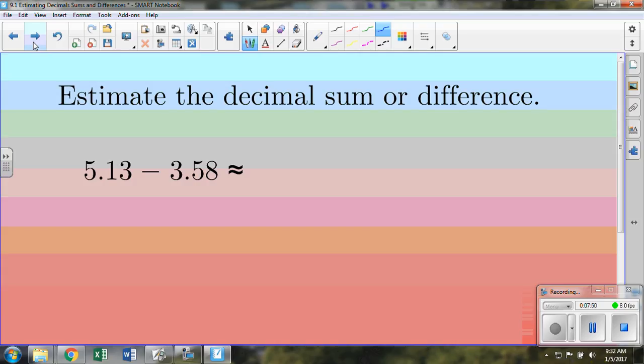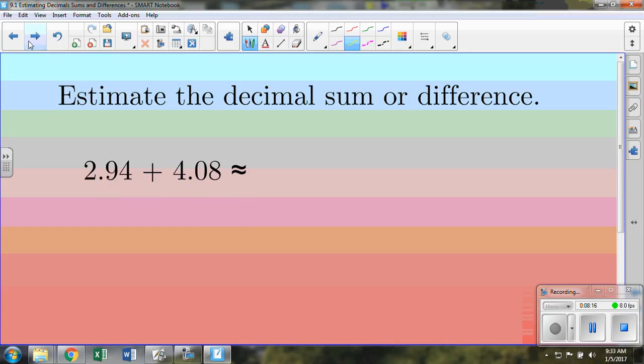Using the yellow method now. 5.13 would be just 5. 3.58 would round up to 4. 5 subtract 4 is 1. Both methods, again, they're both acceptable. You can do it either way.